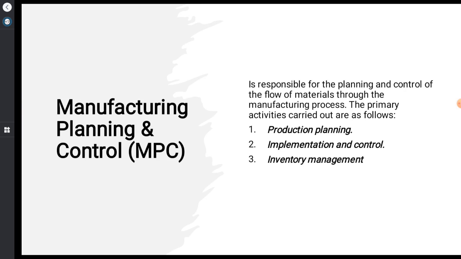The primary activities carried out are as follows: production planning, implementation and control, and inventory management. In the next 3 slides, we will explain each one of these 3 activities in more detail.